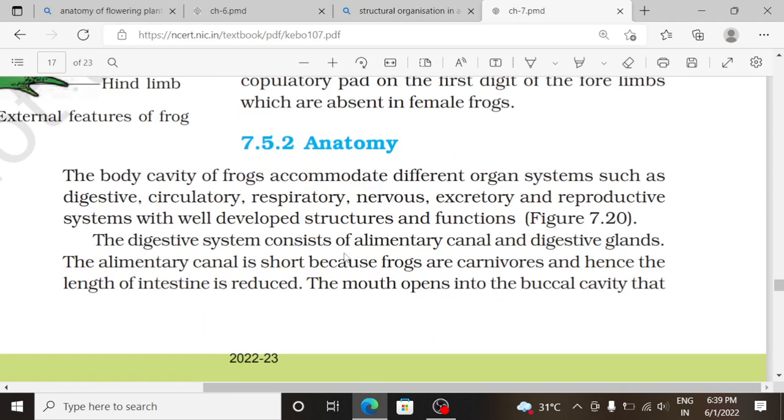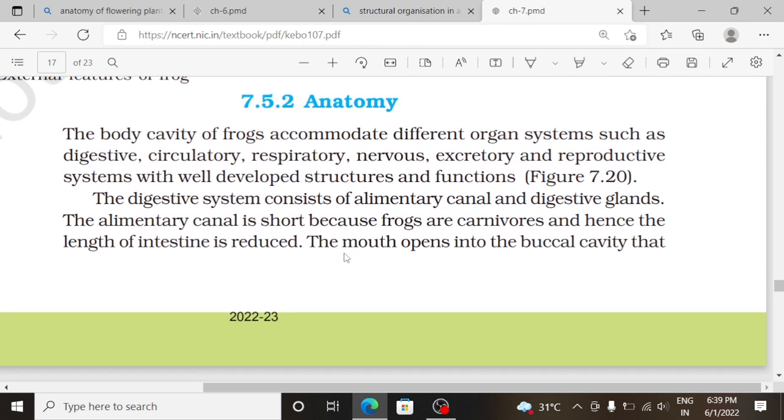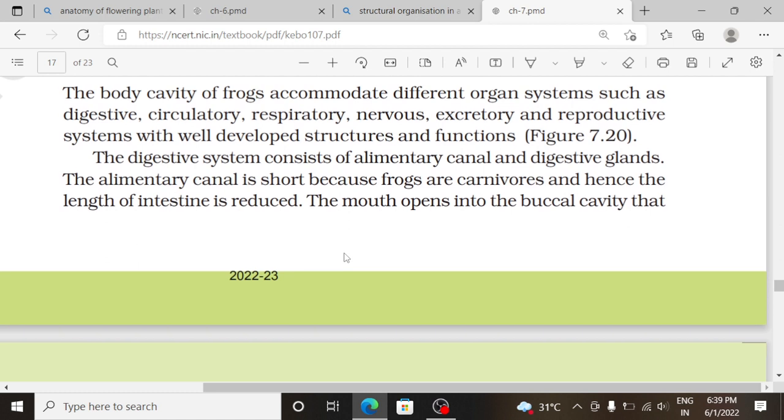Let us learn the anatomy of the frog. The body cavity of frogs accommodate different organ systems such as digestive, circulatory, respiratory, nervous, excretory, and reproductive systems with well-developed structures and functions. The digestive system consists of alimentary canal and digestive glands. The alimentary canal is short because frogs are carnivores and hence the length of intestine is reduced.